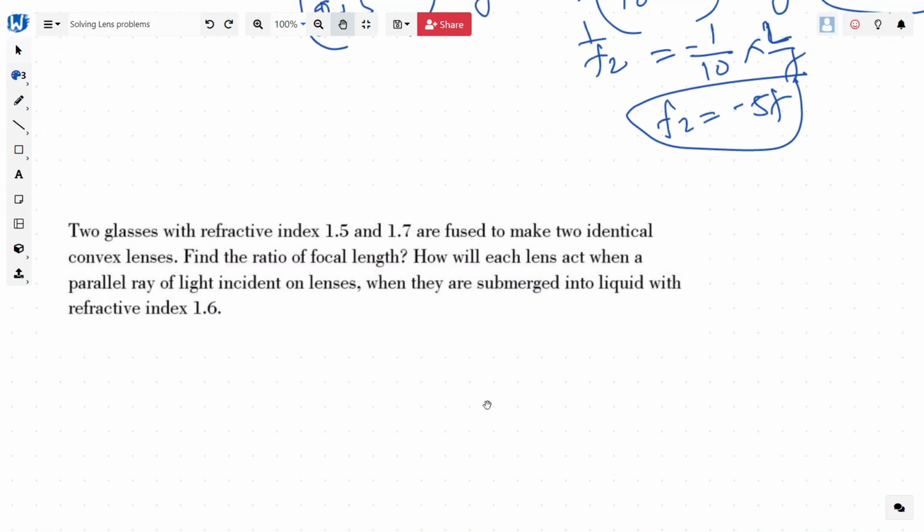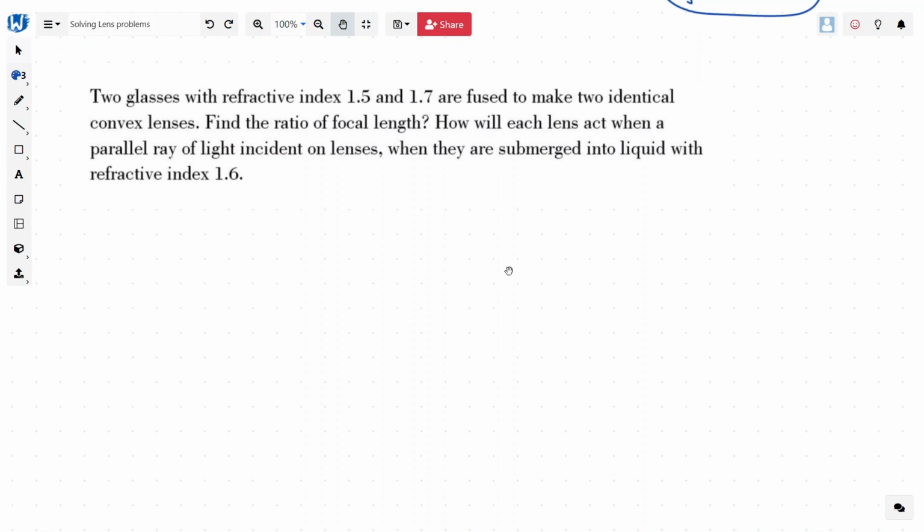So now let's look at the other one. Two glasses with refractive index 1.5 and 1.7 are fused to make two identical convex lenses. Find the ratio of focal lengths. How will each lens act when a parallel ray of light is incident on a lens when they are submerged into liquid? Okay, so now what we are going to do is that basically we have two glasses, right, and we are going to make lens number 1, which has a refractive index 1.5, and the other one which has a refractive index 1.7, right?